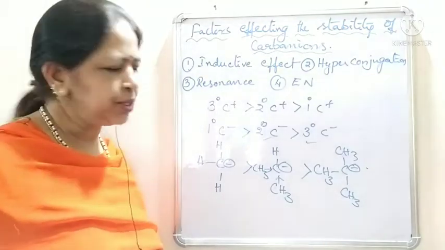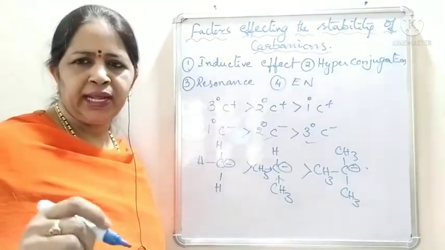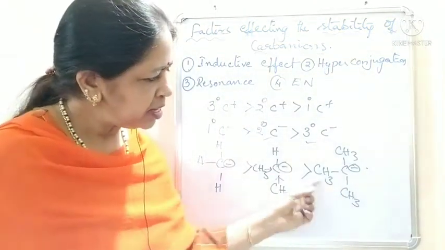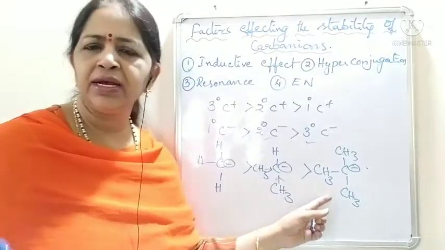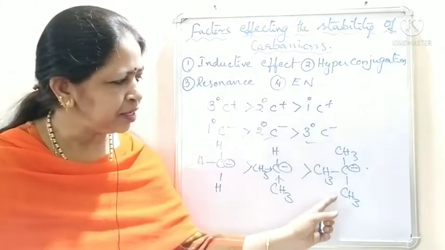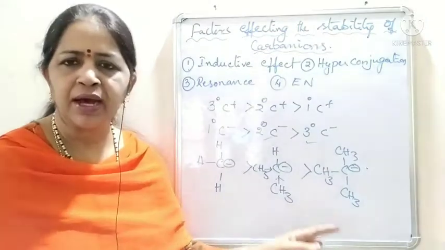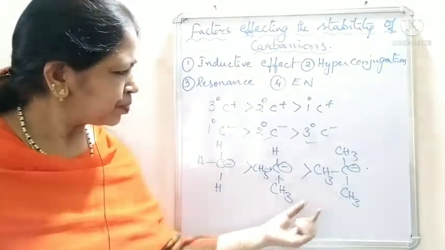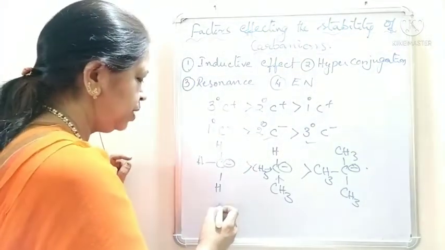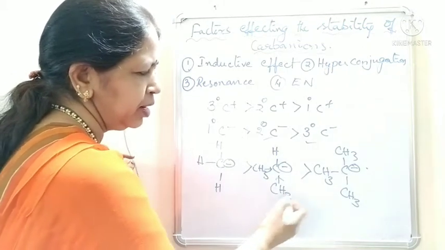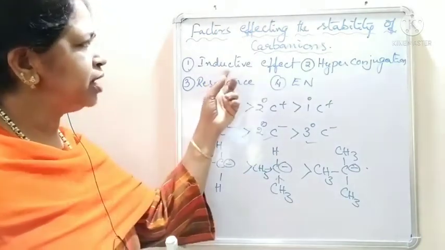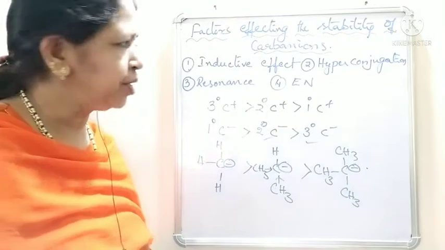Hyperconjugation is no bond resonance, the displacement of sigma bonded electrons. It is a transfer of sigma bonded electrons. If there are 9 alpha hydrogens here, that means 9 hyperconjugative structures are possible for tertiary, which will destabilize the tertiary carbanion. So it is less stable; the primary carbanion is more stable, next comes secondary carbanion, and next comes tertiary carbanion. So with this example, we have seen the inductive effect and hyperconjugation.